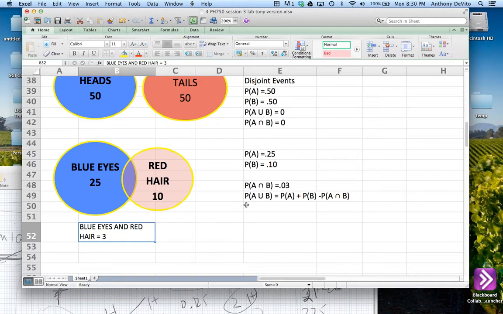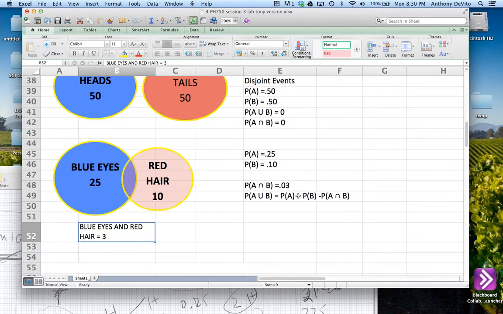What's the probability of having blue eyes or red hair? Okay, blue eyes or red hair. Both of those conditions satisfy this outcome. Okay, what's the probability that someone would have blue eyes, red hair, or both? In other words, this whole thing here.